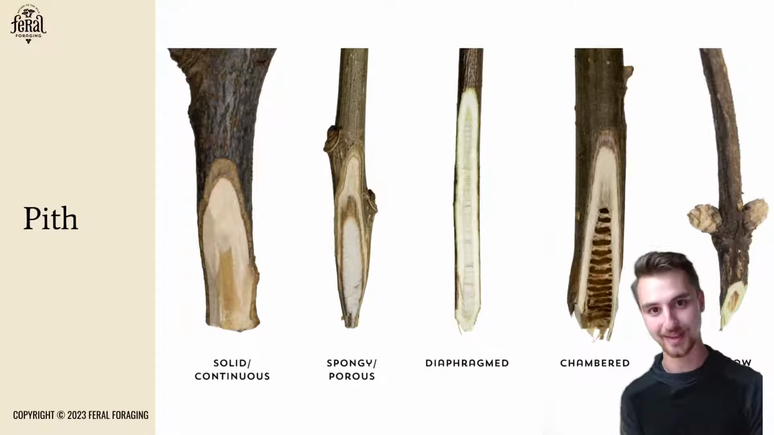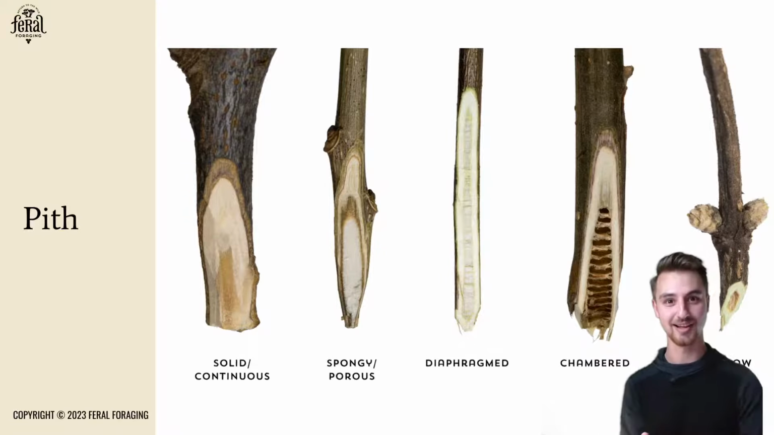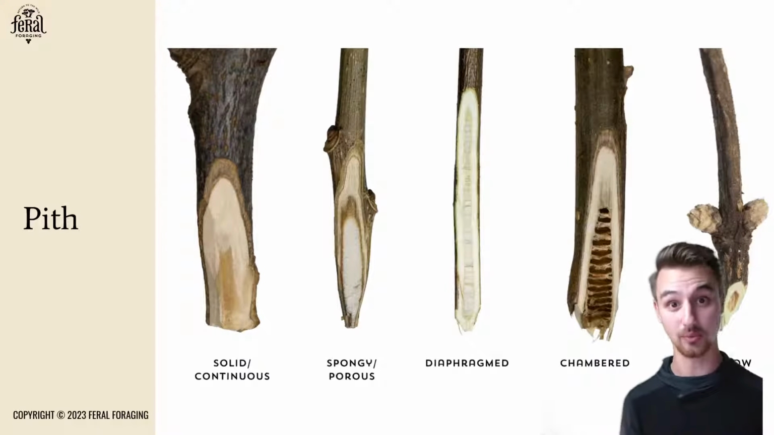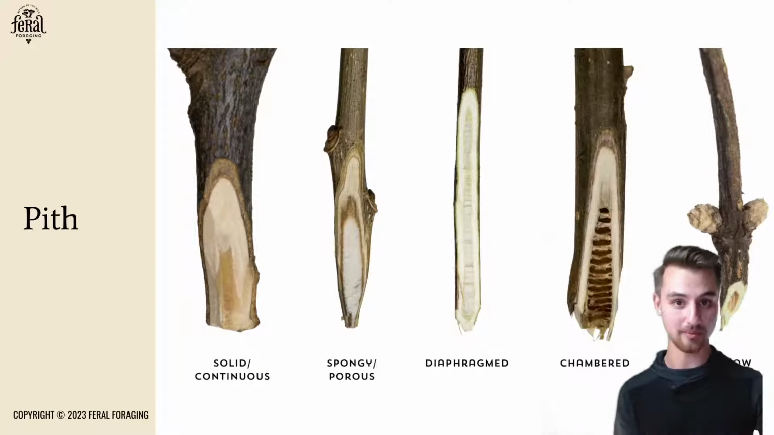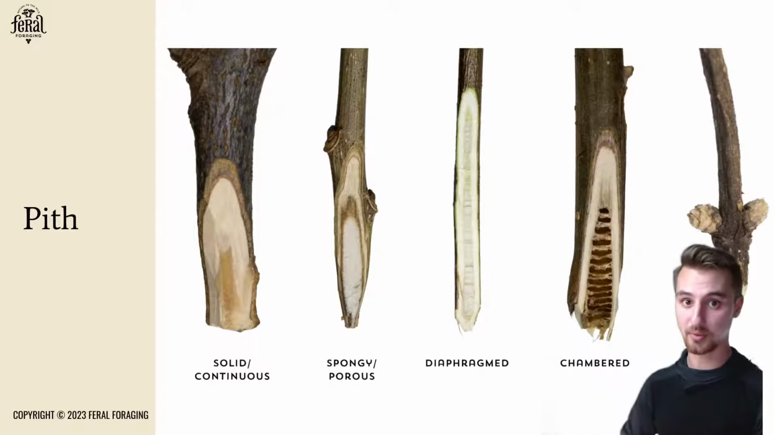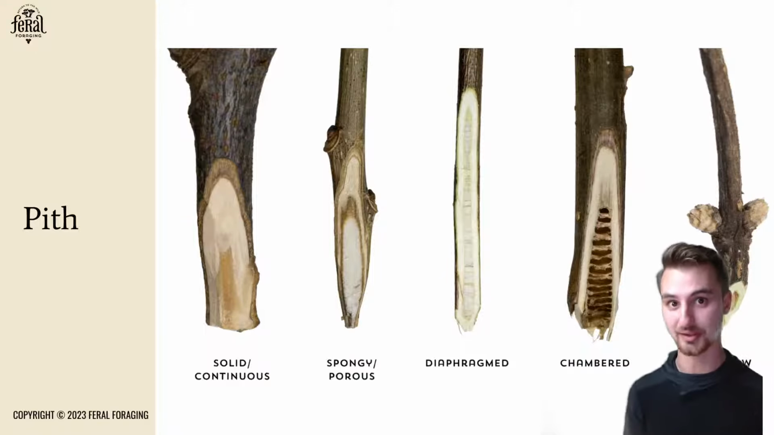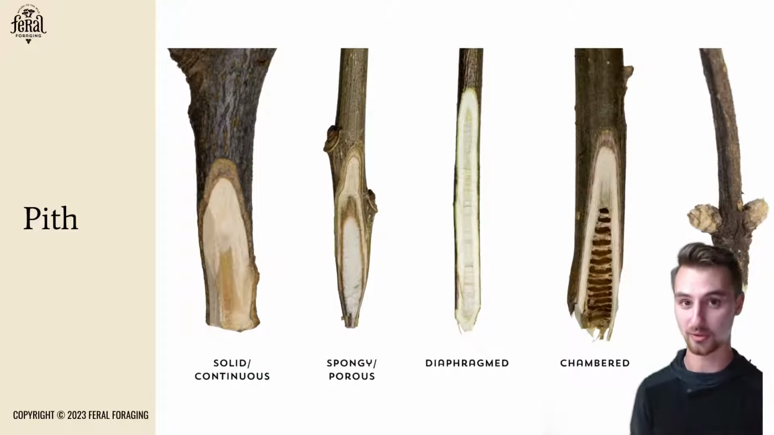And I checked the pith and it was chambered. I was like, oh my gosh, I think I just found my first white walnut, way down in North Alabama. I wasn't expecting to find them there. So these characteristics help you in a lot of other scenarios than just in the wintertime. They really are worth learning.